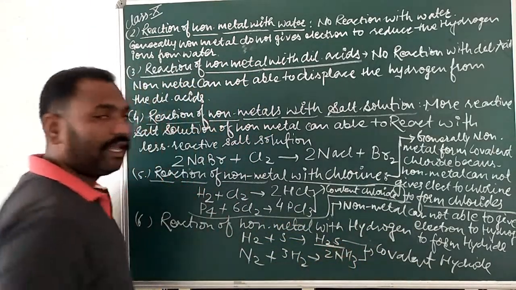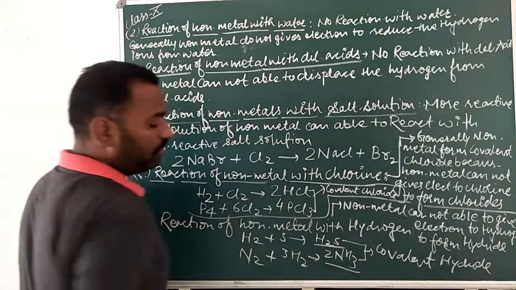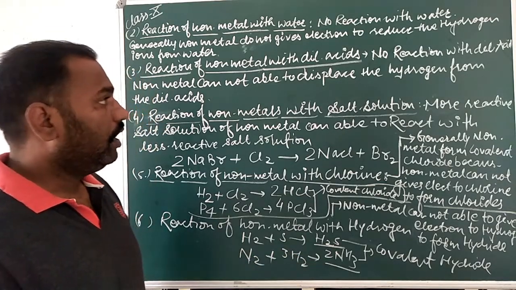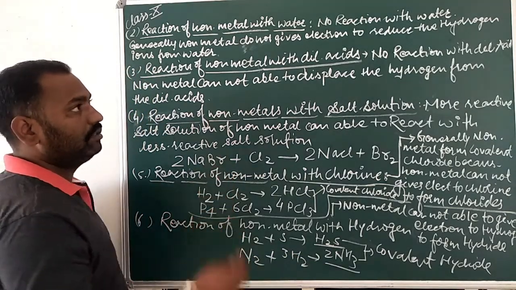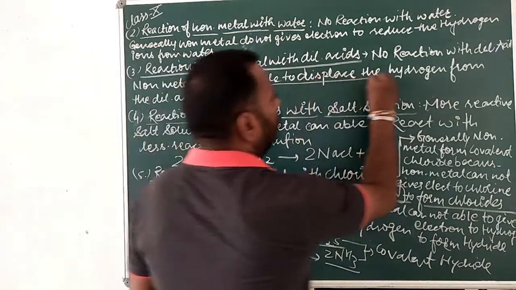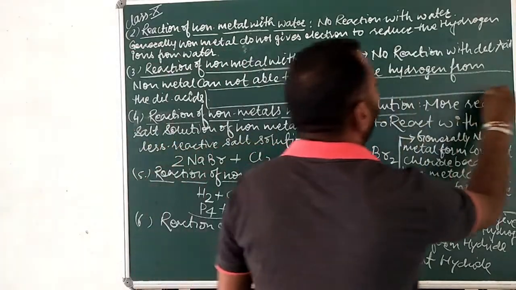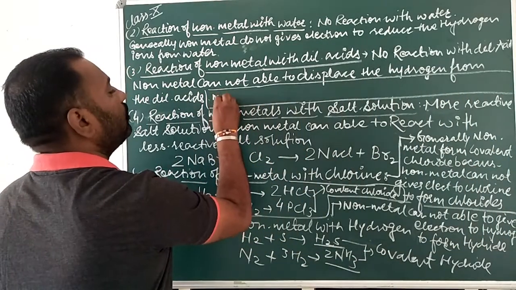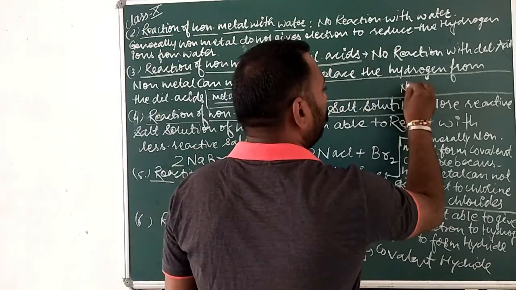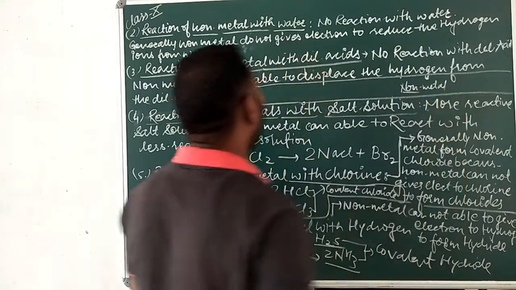H2S gas has a rotten egg smell. And 2NH3 is ammonia. You know about the uses of this ammonia. Next our topic is, in simple form, the uses of metals and non-metals.